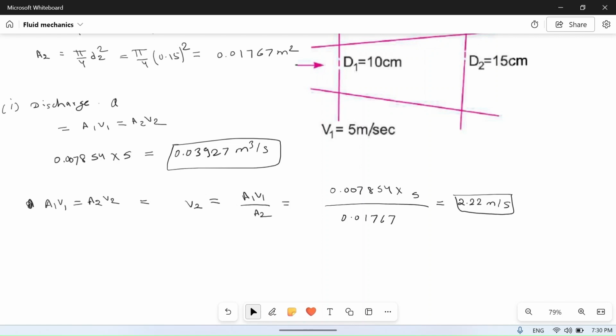I hope you understood what is the continuity equation in basic form. There is another continuity equation, a 3-dimensional form in differential equation, but for now we are studying the simple one, and we have also solved a numerical problem which is based on the continuity equation.